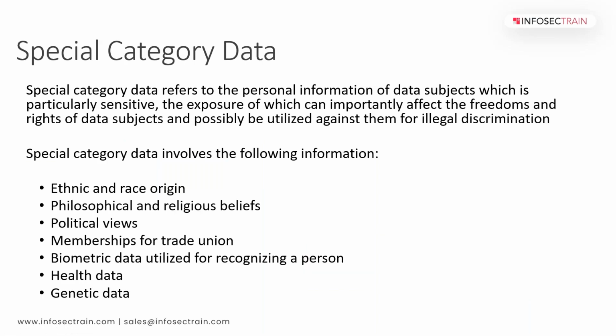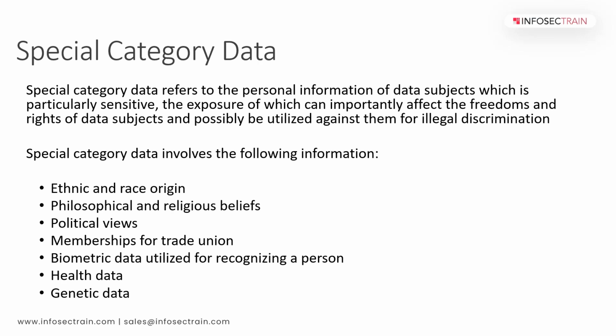Now there is something called special category data. What we have already seen is PII, personally identifiable information. Special category data is something that talks about their affinity on certain areas, which most of us do not want to say in the open, in public. So ethnic and race origin, philosophical and religious belief. I do not want that to be part of it. Nobody should know which religion I am. So I do not want that to be disclosed.